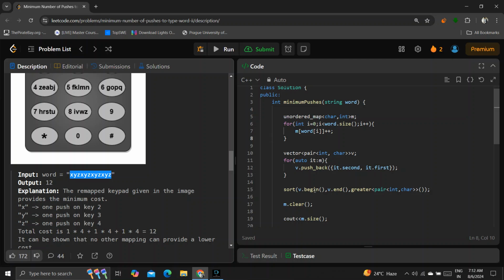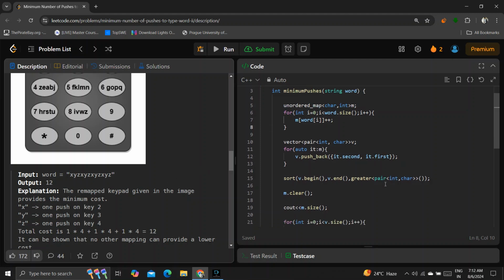Now I will sort it in descending order. See, here the frequency is the same, so nothing will happen. Basically, all have frequency 4. Now assume that x was coming 4 times, y was coming 3 times, and z was coming 2 times. Then if I sort it in decreasing order, it would look like this: 4x, 3y and 2z.